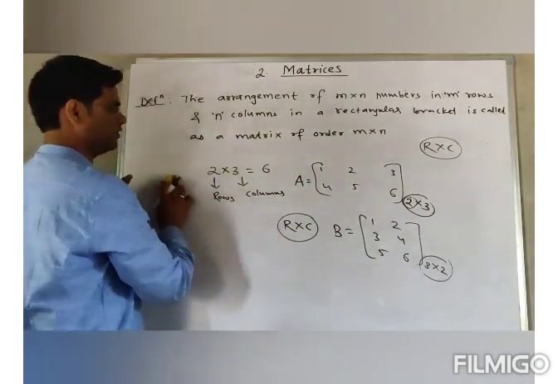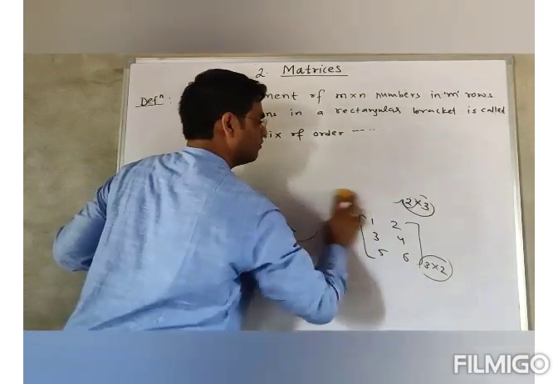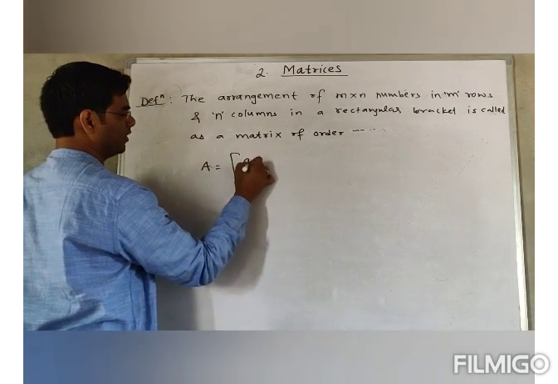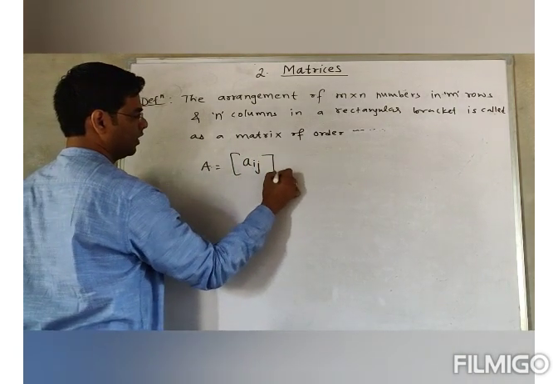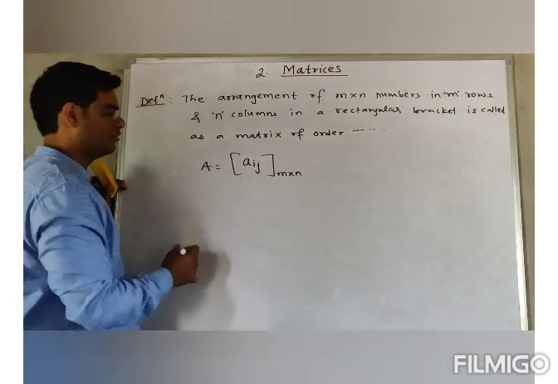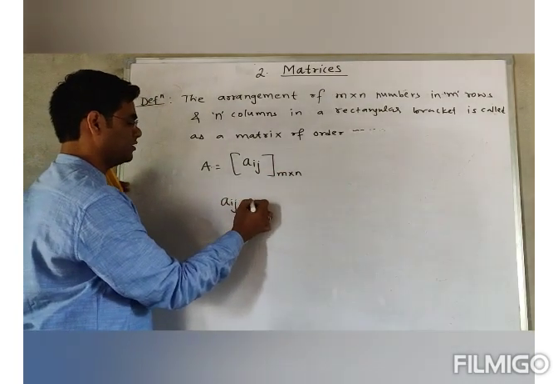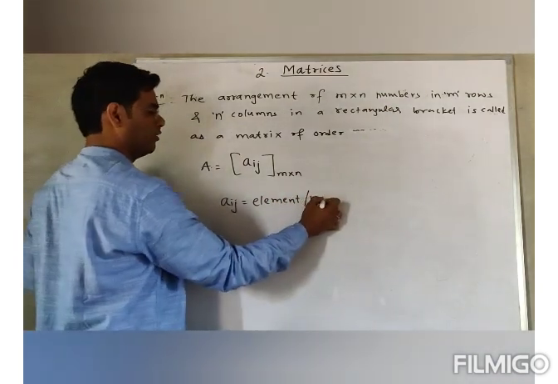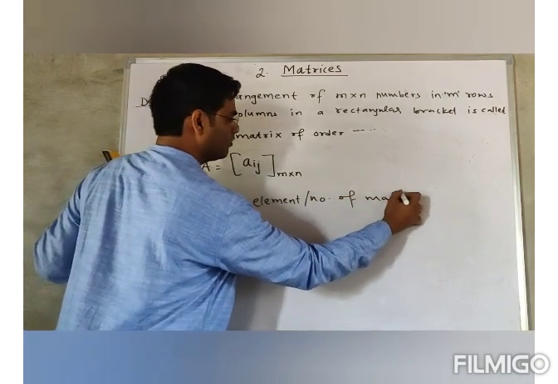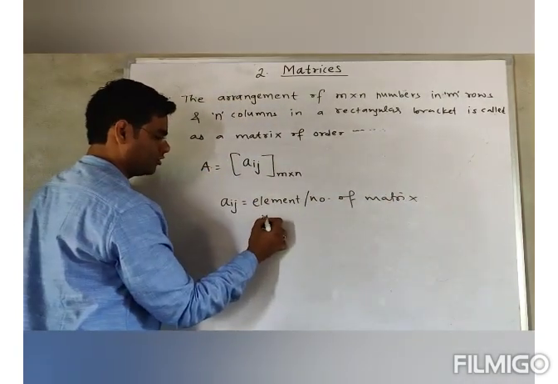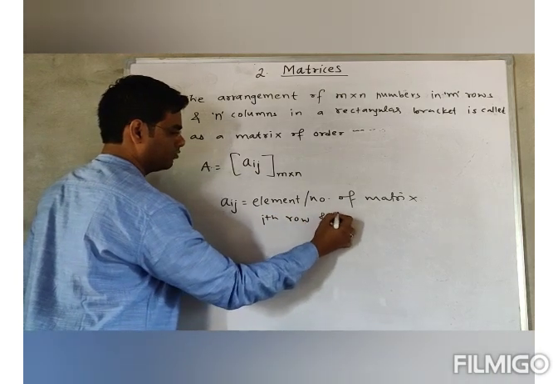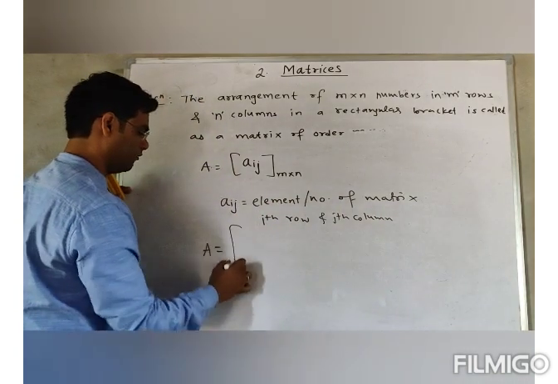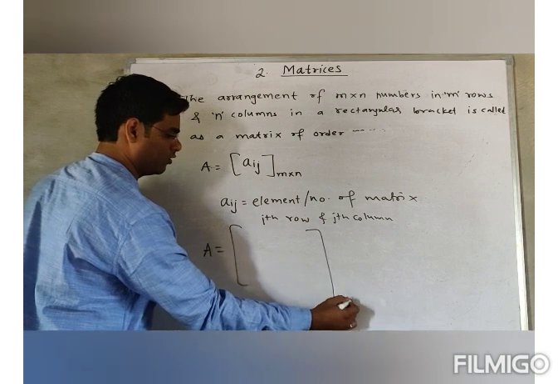Now what is the representation of a matrix? Matrices in symbolic form are represented as, suppose A is a matrix, Aij, and m by n is known as the order of the matrix. Now what is the meaning of Aij? Aij is the element or the number present in the given matrix. Now what are i and j? i denotes the ith row and j denotes the jth column.